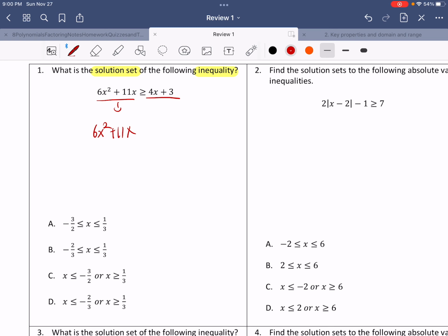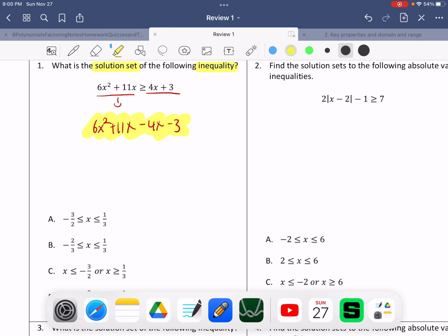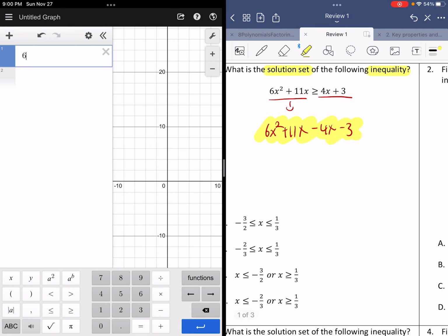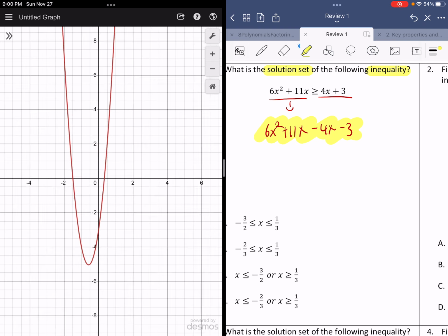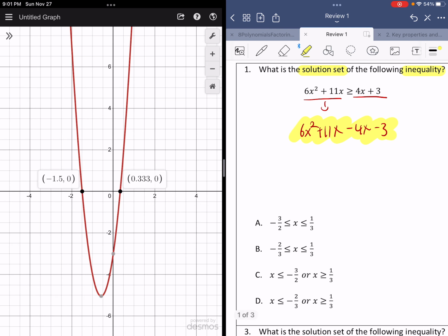But for this one, we're going to flip the sign. Minus 4x, instead of positive 3, I'm going to put minus 3. Does that make sense? So this is what we're going to put inside the decimals. So let's put it. Here we go, decimals. So I'll put 6x squared plus 11x minus 4x minus 3. So we have this. We got negative 1.5 and 0.333.